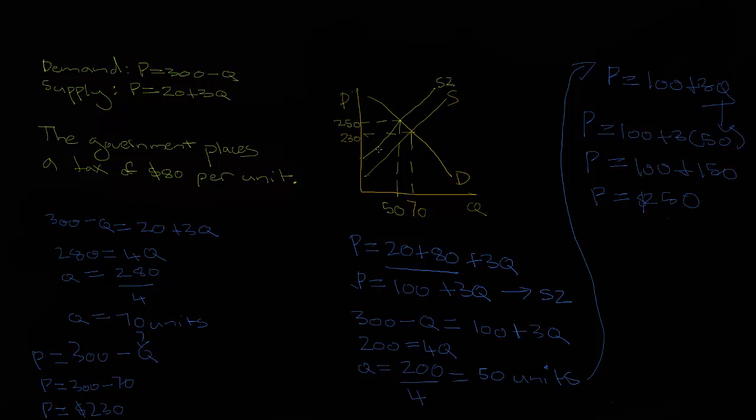And now the next step is to find what price the consumer pays and what price the producer pays. The consumer always pays the equilibrium price, which is $250. This is what the consumer pays, and the producer gets this $250 normally, but now it has to pay $80 due to the tax. So what the producer gets is $250 minus $80, which is $170.